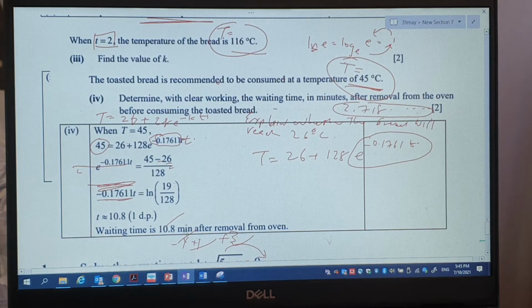So I was saying, explain whether the temperature of the bread will reach a temperature of 26 degrees Celsius. Okay, so how do you do this kind of question?